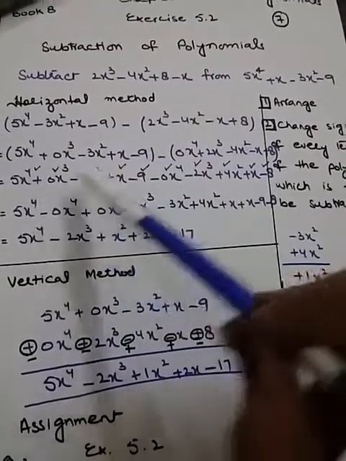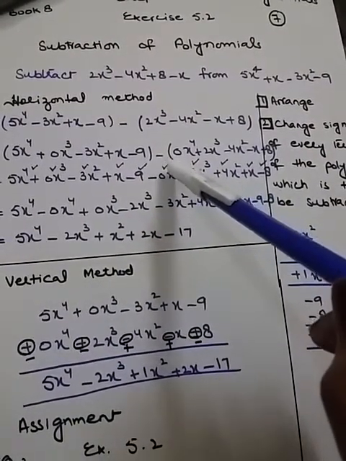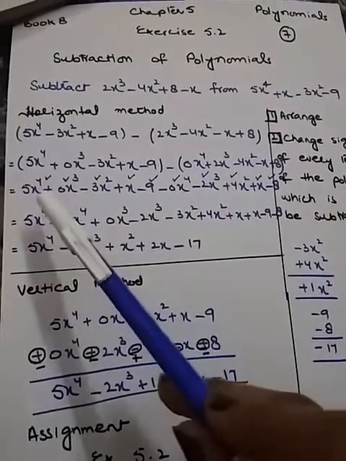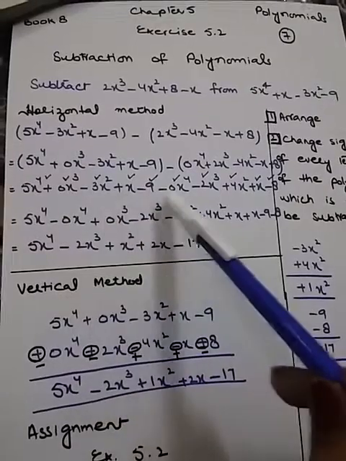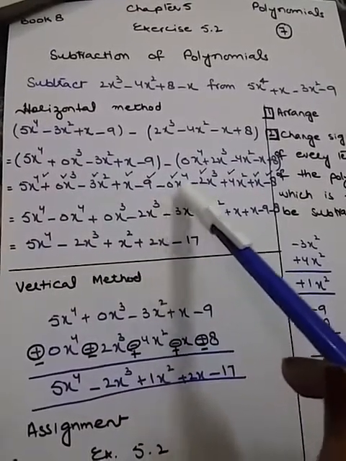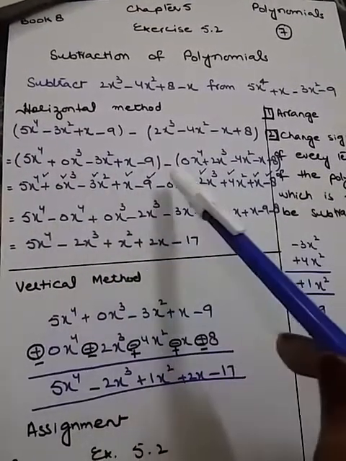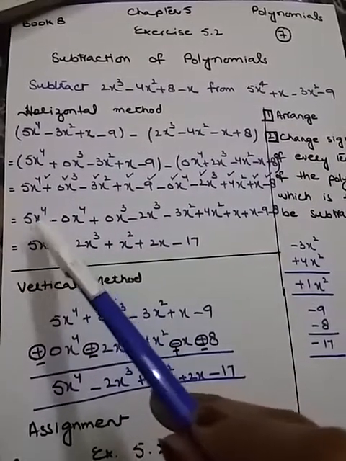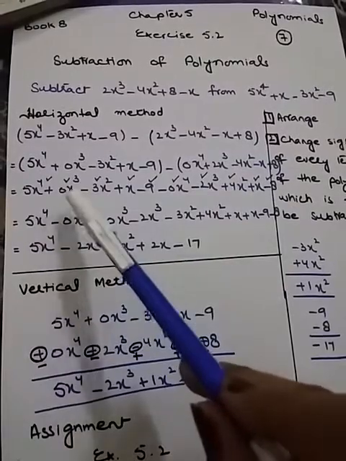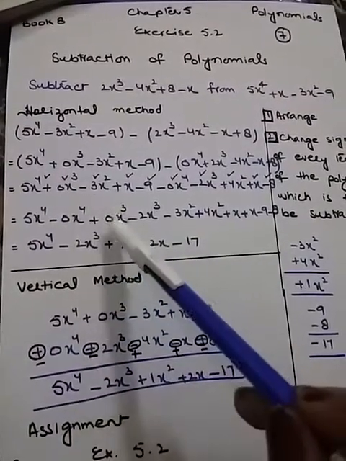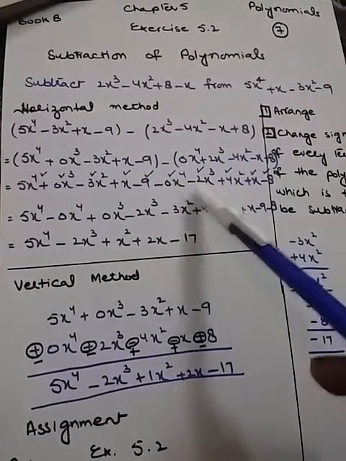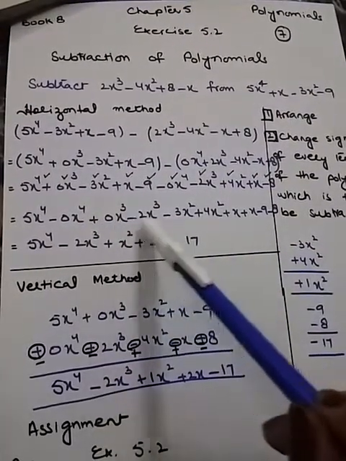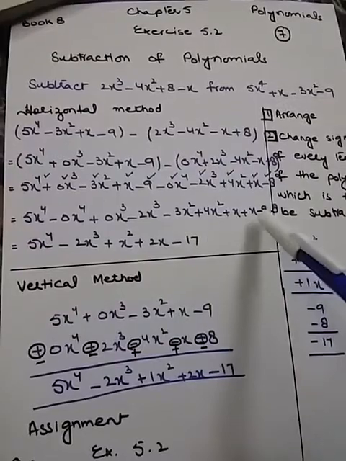Alright, once you have changed the signs, as minus is outside, you are going to write like terms together: 5x^4, and in the second expression you have minus 0x^4. Don't forget to put a tick mark when you are going to write like terms together. Then 0x^3, and from the second expression you have minus 2x^3, and similarly. Alright, you have all like terms together in this step.